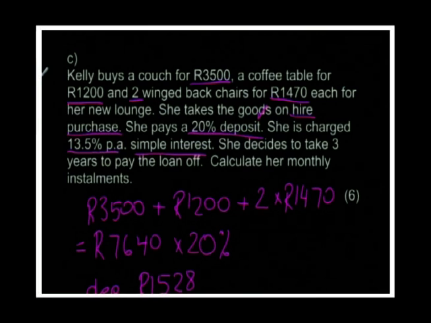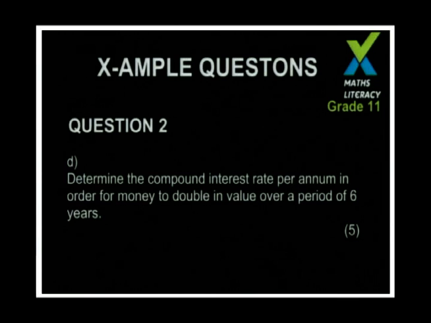Right, let's go back and check. We've answered all the question we needed to about Kelly. She bought the furniture. We know what she bought. We decided we're done up to there. Then she pays 20% deposit. She's charged 13.5% per annum, simple interest. She takes it over a 3-year period, calculate her monthly installment. So we have answered the question. And now we know how much she must pay per month. Let's move on to the next question.